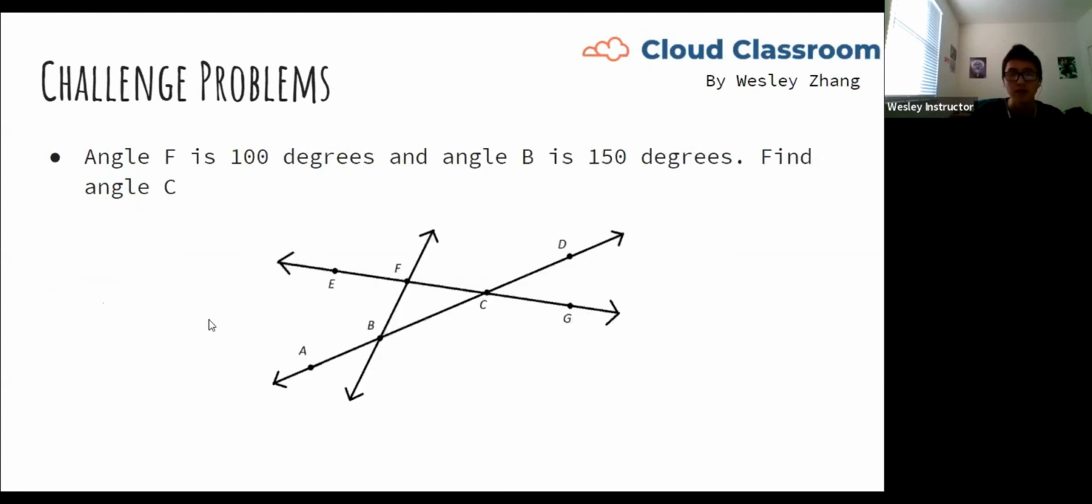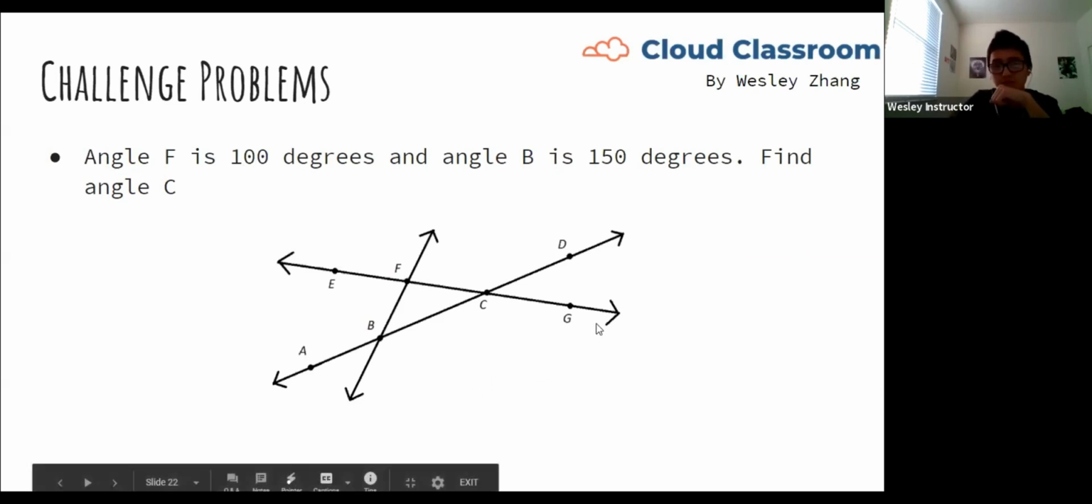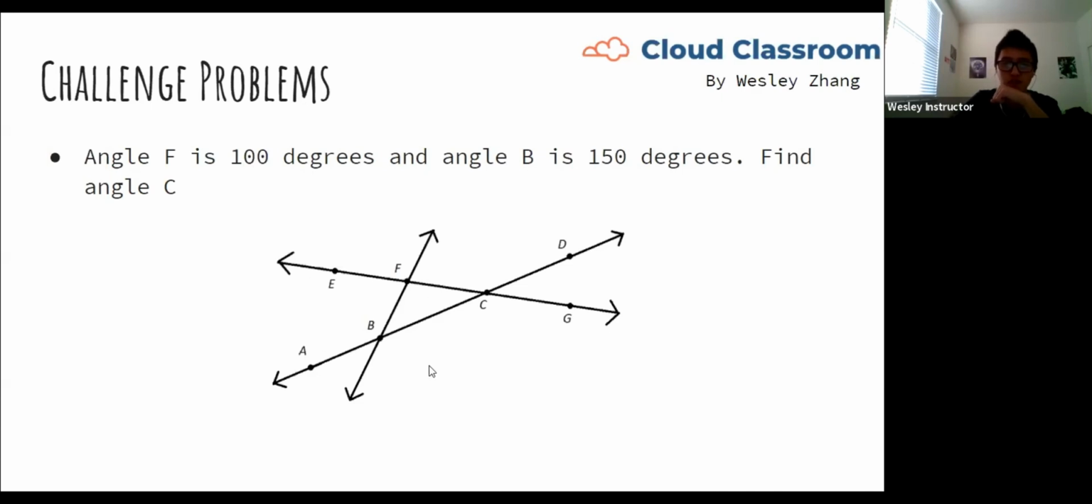All right, here's the last one. So I'll give you guys about 3 minutes to do it. And after this, we'll play Kahoot. So angle F is 100 degrees and angle B is 150 degrees. Find angle C. So using your knowledge of triangles and vertical angles, you guys should be able to solve this one.